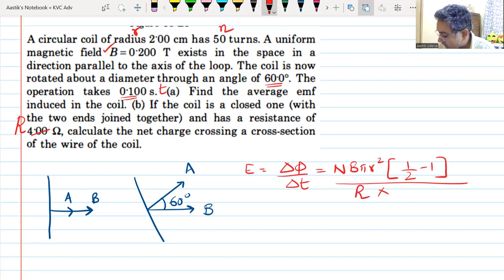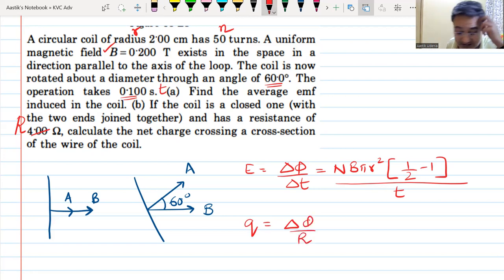Divided by time, that is the average EMF induced. To find out the total charge, you just have to divide by resistance here. You don't have to divide by resistance in the EMF.